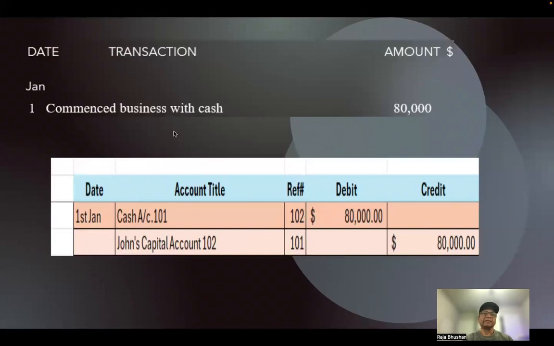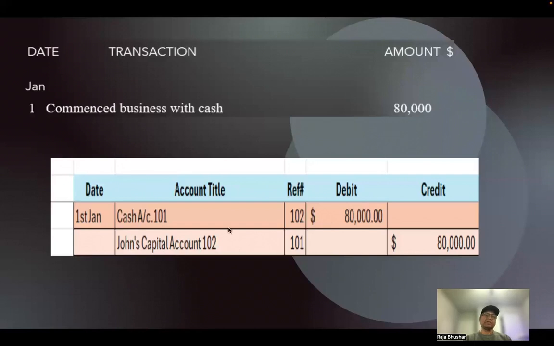So debit cash. And what is the other entry? Nothing is mentioned here. So here we have to assume that Mr. John has deposited this $80,000. So that means the business owes this amount to Mr. John, who is the proprietor. So we have to credit his capital account or equity. Remember the basic equation, assets are equal to liabilities plus equity. So here the business has credited Mr. John's capital account by $80,000.